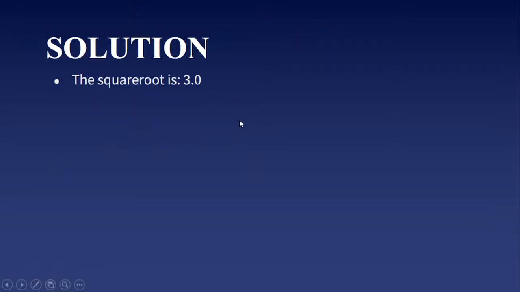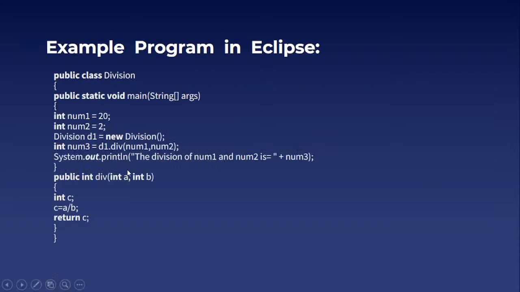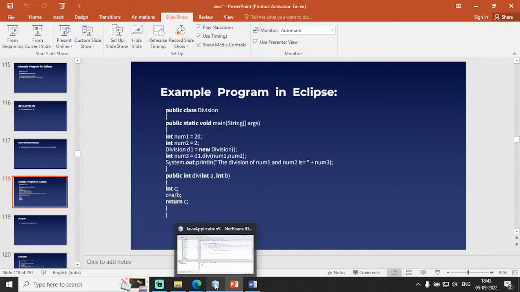So instead of a predefined method, I can go for a user defined method. Methods which are defined manually by the user are called user defined methods. Clear with this? Let me just show you a simple example of this user defined method.